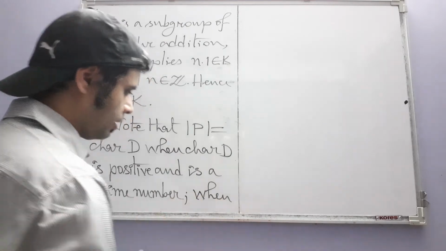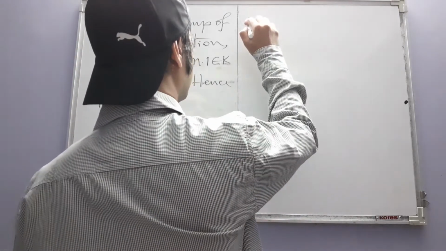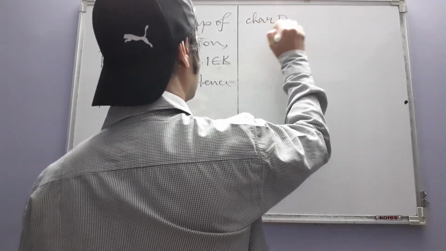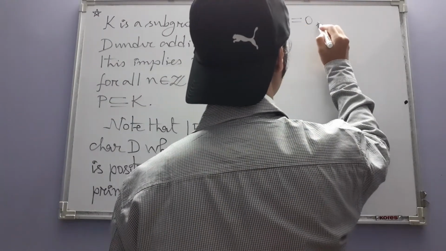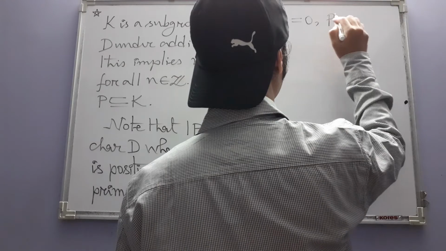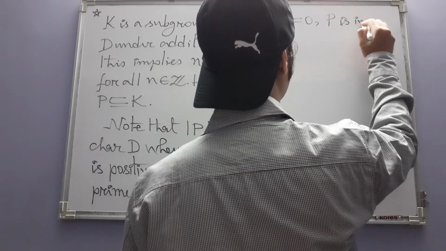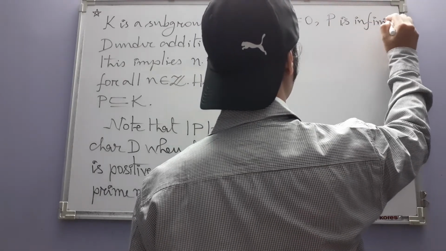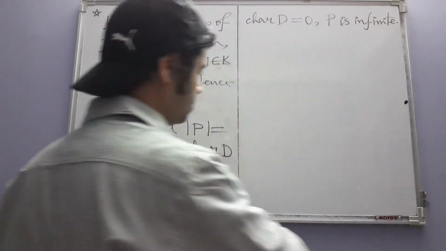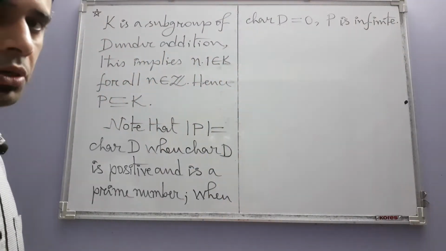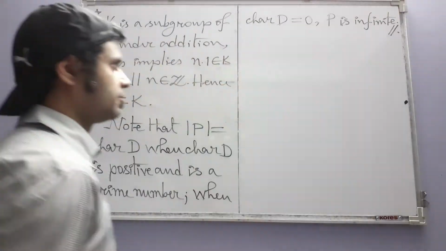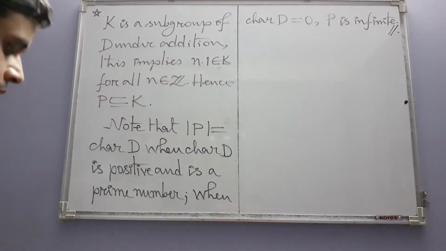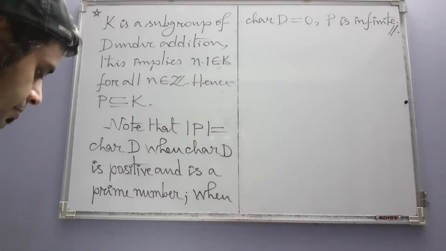On the other hand, when the characteristic of D is equal to 0, the order is infinite, with no further explanations provided. So that's the solution. Let's solve one more.